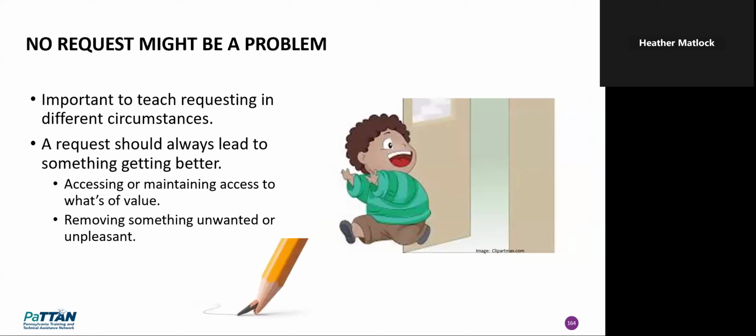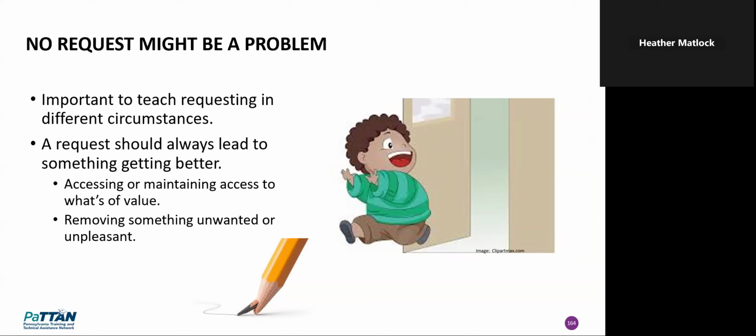Now, sometimes it's all about, again, the circumstances, right? Because at home, you might be able to get a drink without asking. But if you're in a classroom, you can't just run out of the door and go to the water fountain without asking. If I'm writing and I broke my pencil, I need to be able to advocate for myself to either get a new pencil or sharpen the one I have. I can't just sit there and not say anything at all. So that's why it's important to teach requesting in different circumstances. But make sure that the request always leads to improving conditions.